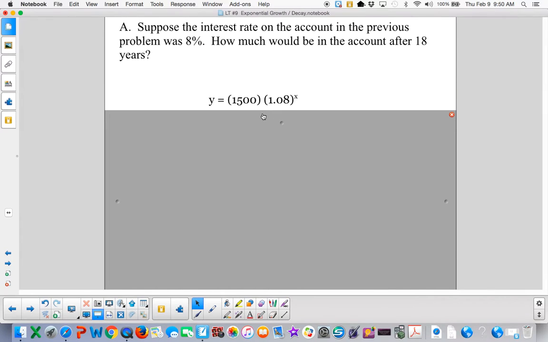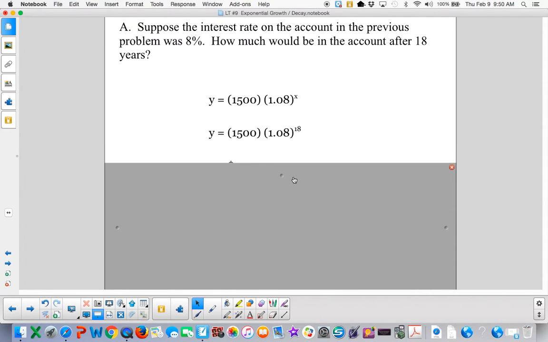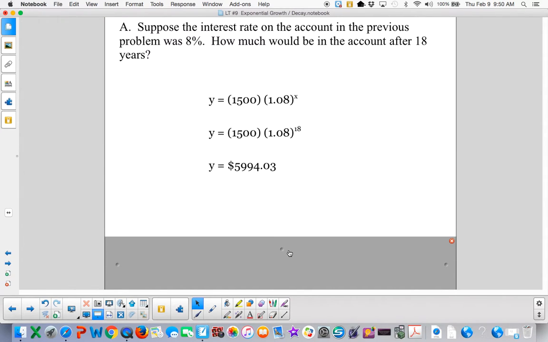All right, so we plug in 1,500, our starting amount. It's growing 1.08, that's 108%, and it's to the x power, x being the number of years. So we're going to plug in 18 for that. And we get $5,900. So we're close to $6,000 here just by increasing the percentage rate. Not too bad.